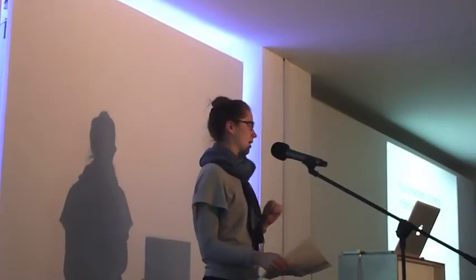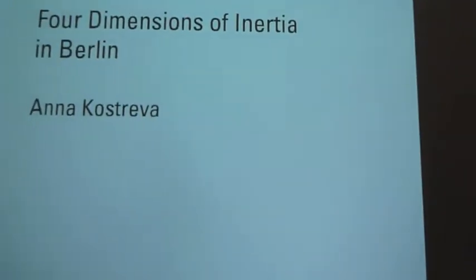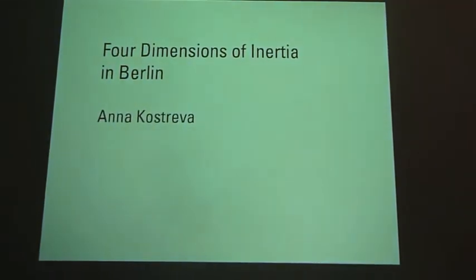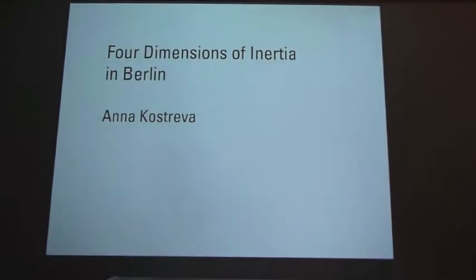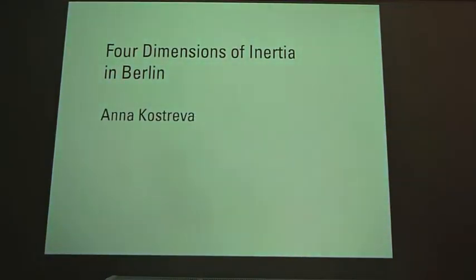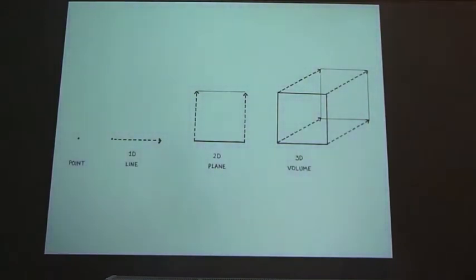Today I want to talk to you guys about four dimensions of inertia in Berlin. We haven't covered it yet, but inertia describes the resistance to state change, whether that means that a physical thing is in motion or at rest. I'm going to start talking about physical dimensions like points, one-dimensional lines, two-dimensional planes, three-dimensional volumes, particularly in Berlin, that have inertia to remain at rest. And then later I'm going to get on to time and motion in cities.